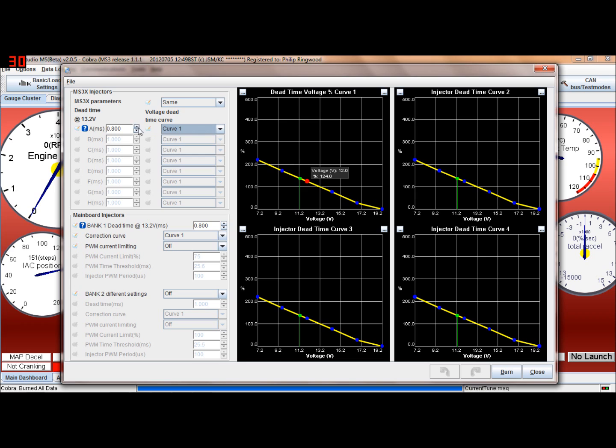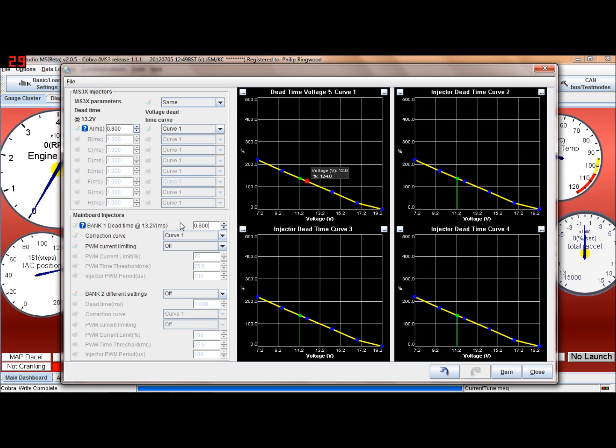You can have the injectors follow different curves. So MS3, you can have an individual curve for each of the 8 injector driver outputs. So if, for instance, you had a staged injection, so you had a 4-cylinder with two injectors per cylinder, and you staged them, and you had different size injectors, and one had a 0.8 of a millisecond opening time, and one was a 1 millisecond opening time, you could set that up here. But most people have that as the same. Dead time, 0.8 of a millisecond to 1 millisecond.